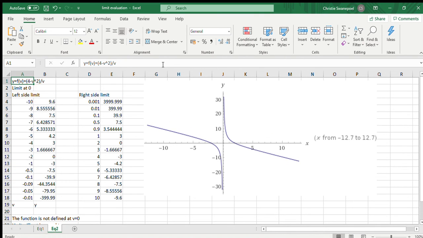Another way to illustrate this is if we simplify this function. So this is also equal to 4 divided by v minus v. So what can we say about 4 divided by v as we get closer and closer to 0? The denominator becomes smaller and smaller. So if you divide by a smaller number, the entire fraction becomes larger and larger, minus the same value.